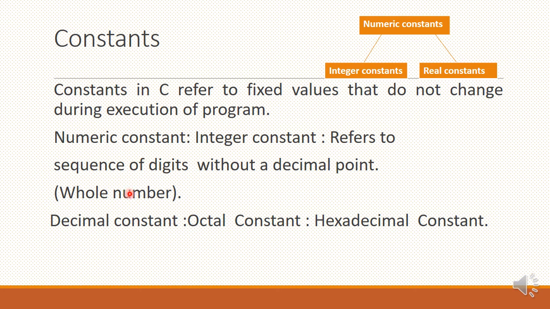Another point is that in integer constants you can use these three also: decimal constant, octal constant and hexadecimal constant. We all know that a decimal constant is the decimal numbers, that is from 0 to 9. Octal constants are 0 to 7. Hexadecimal is 0 to 9 and A to F. All these numbers come under integer constants.